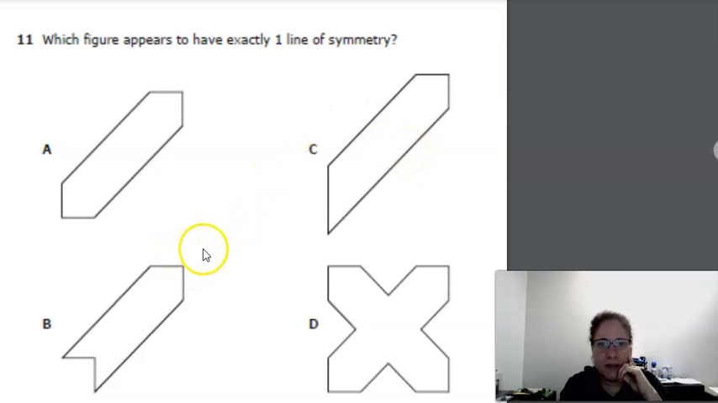All right, what about B? I can fold it down the half, and it will match up this way. If I fold it this way, no, it's not going to. So that has one line of symmetry. This is our answer, letter B. And D has more than one line of symmetry, doesn't it? It has 1, 2, 3. It has like 4 lines of symmetry. All right, so our answer, B. Good job. One line of symmetry, exactly.